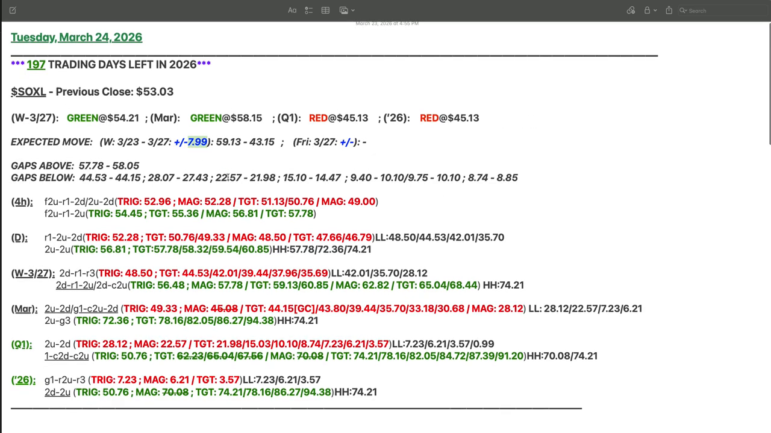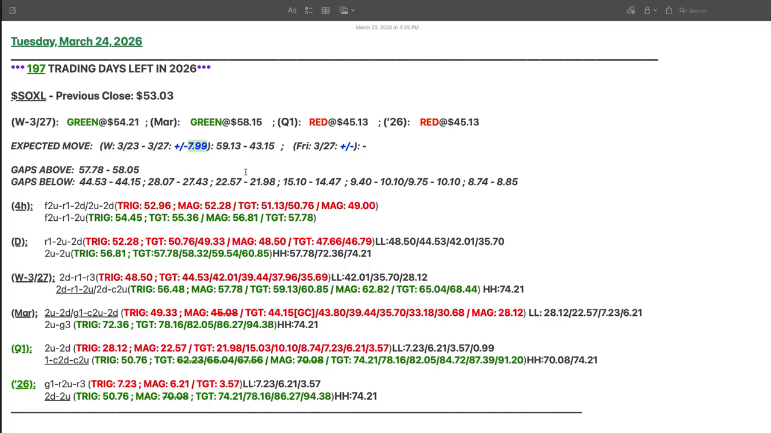We know that if you watch the weekend video, the market maker's expected move for the week was plus or minus $7.99, giving us an expected range of 59.13 to 43.15. And we know that we do have that gap above that we were talking about not too long ago at 57.78 to 58.05. We've got quite a few gaps to the downside as well, so just want to make sure we keep those in mind. And we talked about from a scalping perspective, or an early entry into the day trade perspective, we want to look for higher lows at or above opening print to get into calls, and we want to look for lower highs at or below opening print to get into puts.